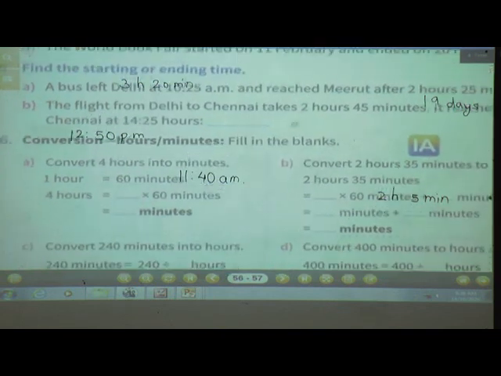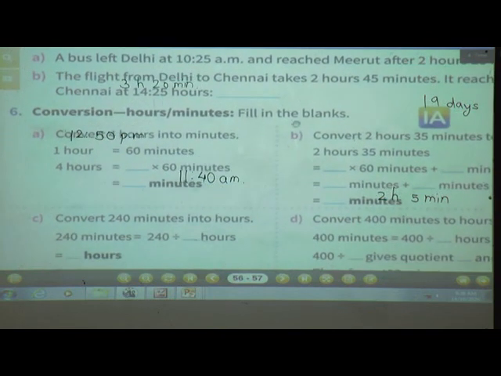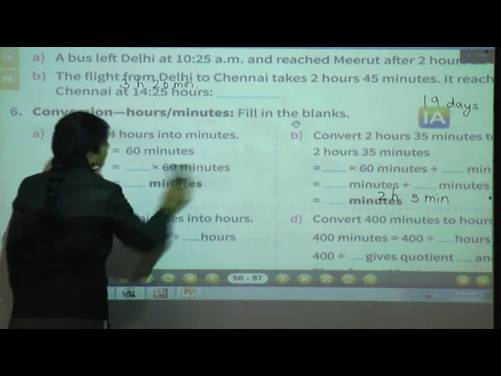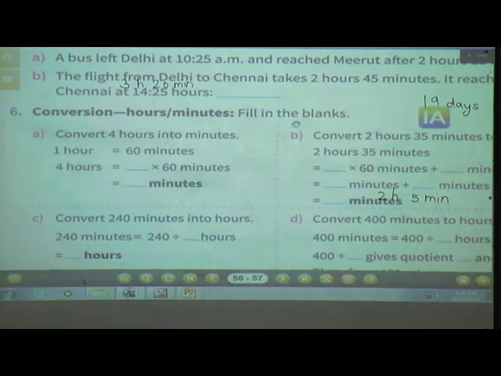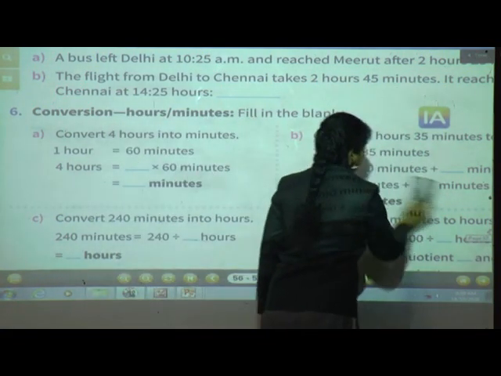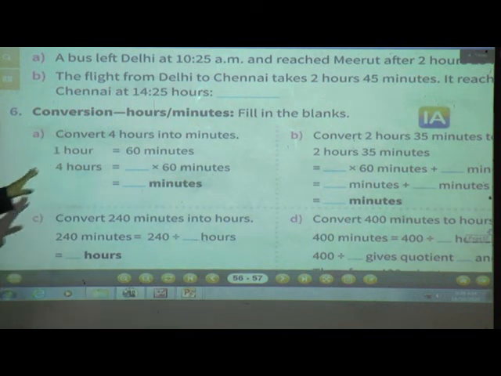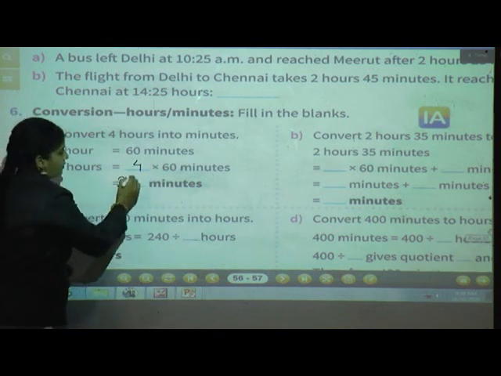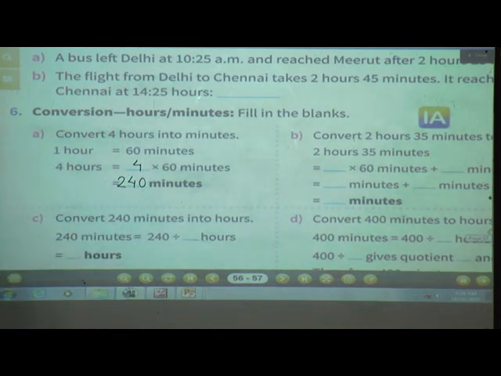Now we will see conversion of hours and minutes. Here students, see 6th point, conversion of hours and minutes. Fill in the blanks. Convert 4 hours into minutes. You know that 1 hour is equal to 60 minutes. Very good. That means 4 hours is equal to 4 multiplied by 60. So after multiplying this, we can write 240 minutes.